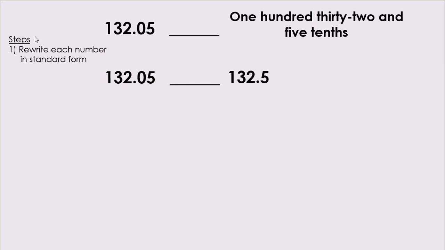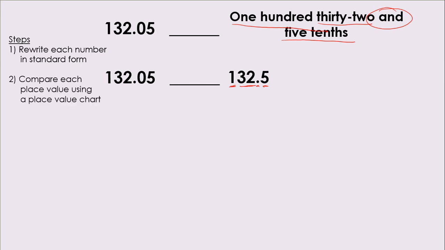We see that we have 100, so this 100 is represented by this 1. 32 is represented with 32, and then the decimal point, and the 5 is in the tenths place, which is why the 5 is to the right of the decimal point.